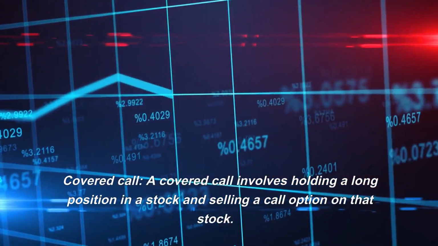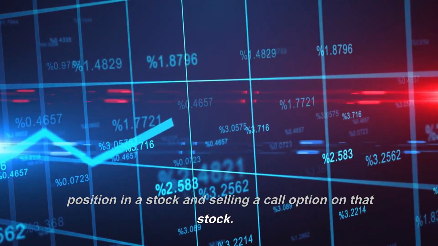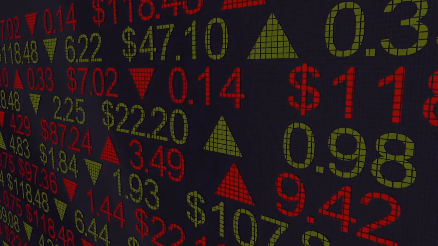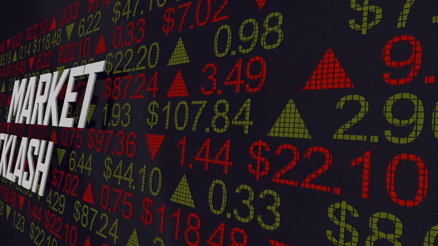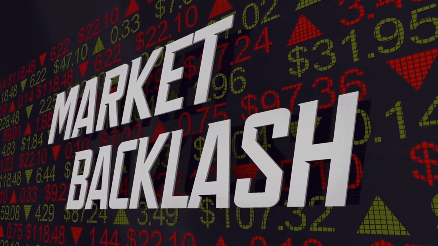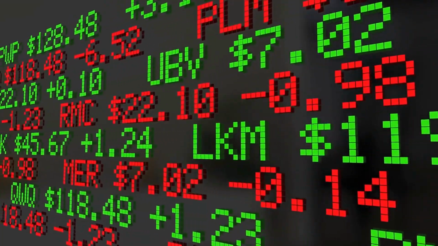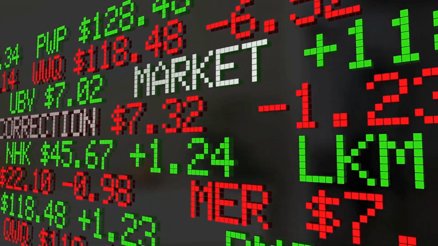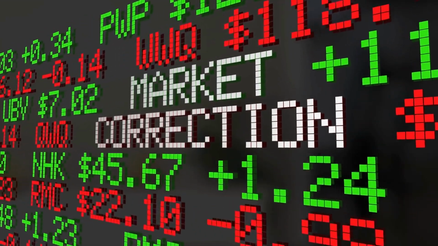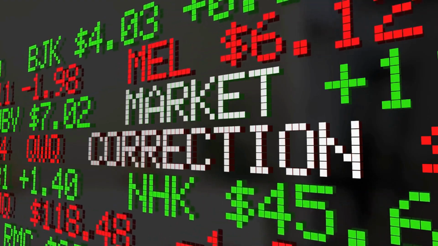Covered call. A covered call involves holding a long position in a stock and selling a call option on that stock. This strategy allows the trader to generate income from the option premium while also potentially limiting the potential losses if the stock price falls. If the stock price rises above the strike price, the trader may be required to sell the stock at the strike price, but will still keep the option premium as profit.